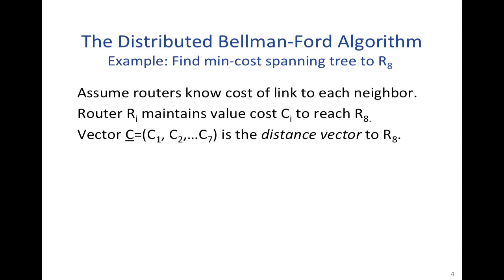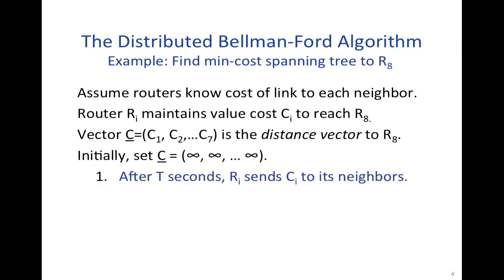So we're going to have a vector C, which is going to contain the costs of the 7 routers R1 through R7 of their current cost to reach R8. And this is the distance vector to reach R8. Initially, the algorithm is going to set this vector to all values of infinity. And then every t seconds, starting after the first t seconds, Ri is going to send Ci to its neighbors. In other words, each router is going to send the cost to reach R8 to each of its neighbors.